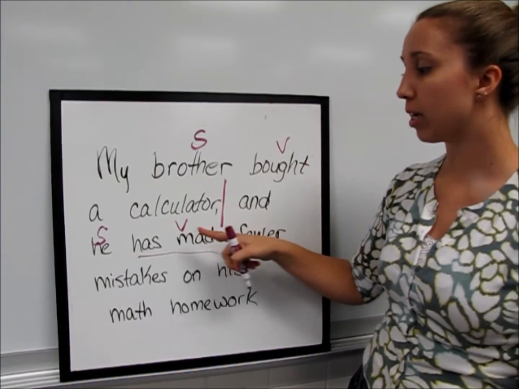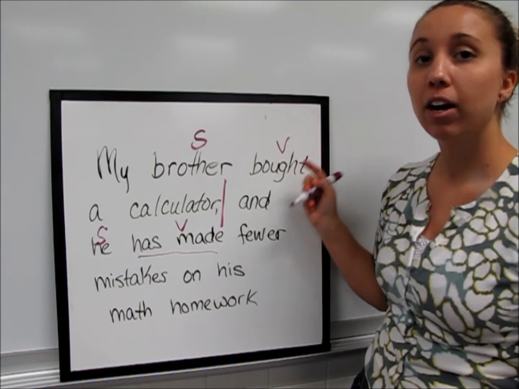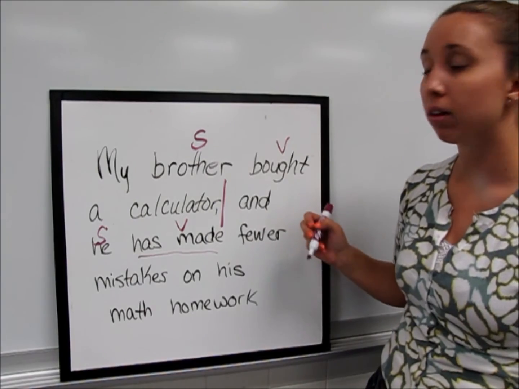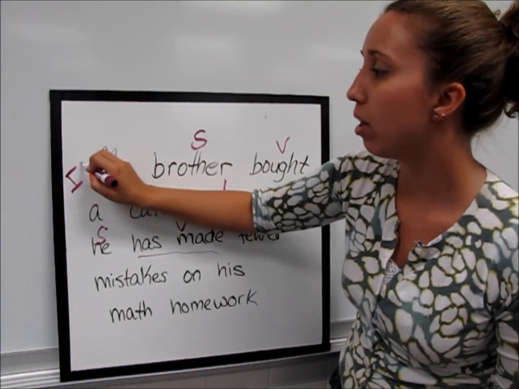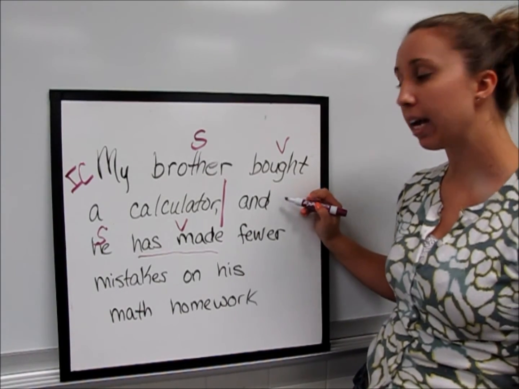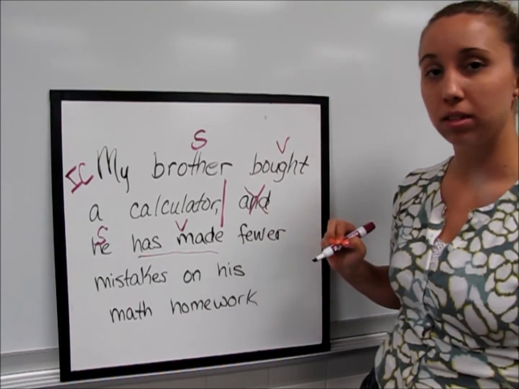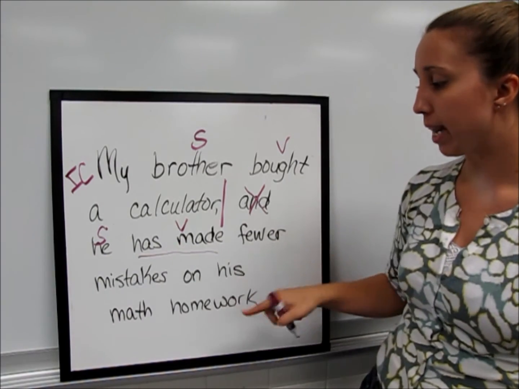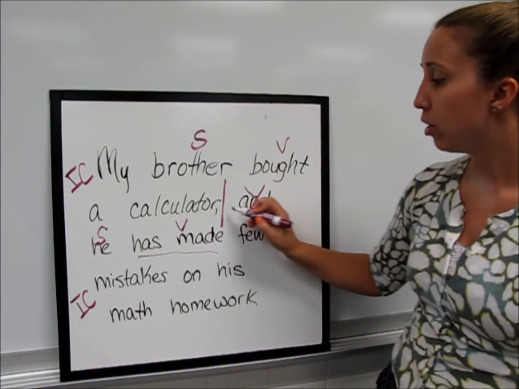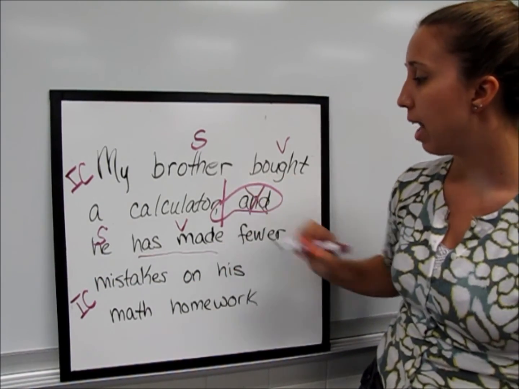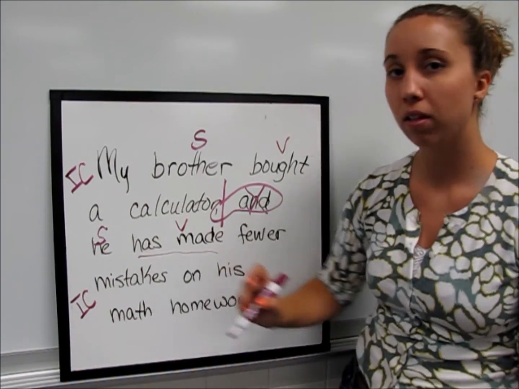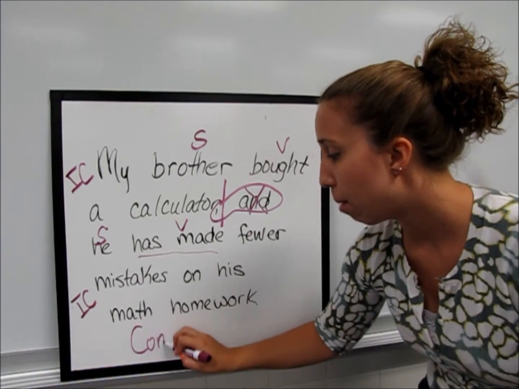So I have 2 subject and verb combinations. I need to decide, are they independent or dependent clauses? So the first one, my brother bought a calculator. That's an independent clause that could stand alone as a sentence. Remember when we see one of those fanboys, the coordinating conjunctions, we want to ignore it. He has made fewer mistakes on his math homework. That's another independent clause. It could be a sentence. So because we have this comma and fanboy combination, coordinating conjunction, along with 2 independent clauses, it means that this is a compound sentence.